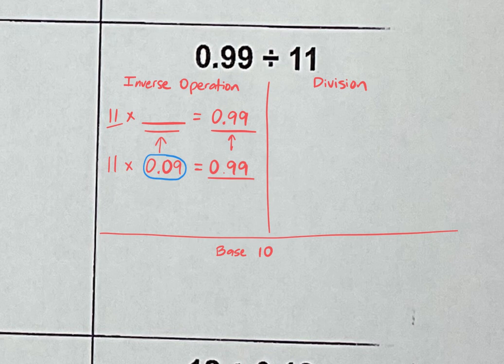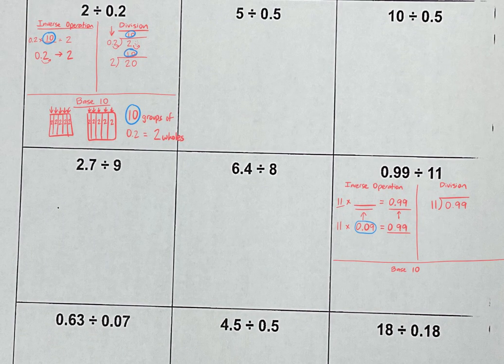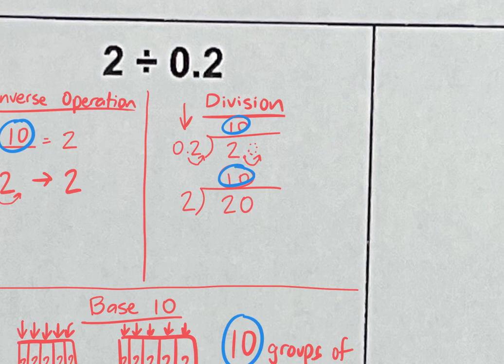Let me switch to red. Let's see. So we have 11 on the outside, and we would have 99 hundredths on the inside, right? Now, remember earlier in problem number 1, we moved the decimal on the outside first and then the inside. Now, we only want to focus on the outside number first because that's the only number that really has to be a whole number, okay?